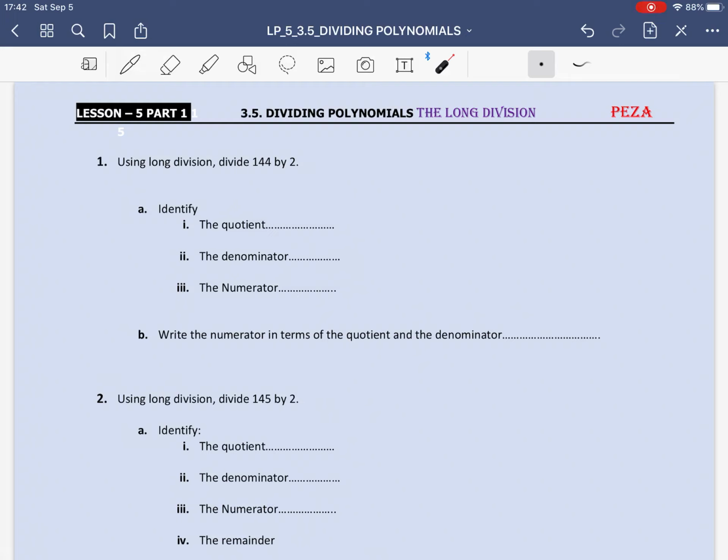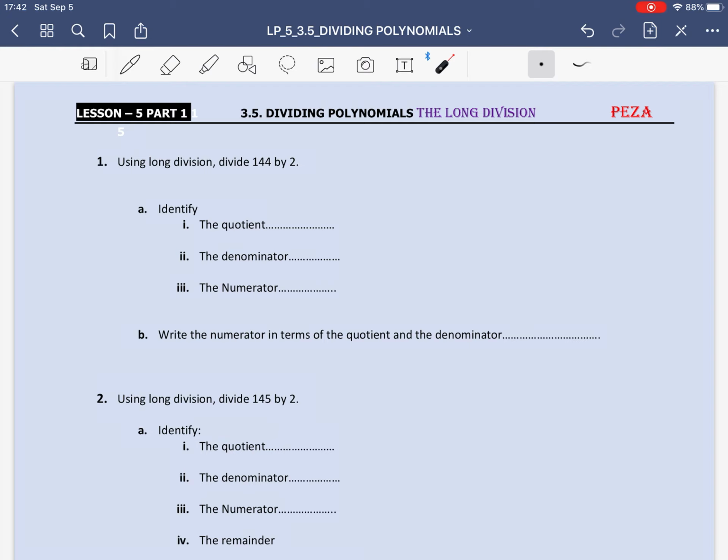Hello and welcome. In this video, we'll talk about dividing polynomials. There are two different methods that we will focus on, and we'll start with long division since it is a method you have learned since elementary school. We're going to get started with a very simple example and try to divide 144 by 2.